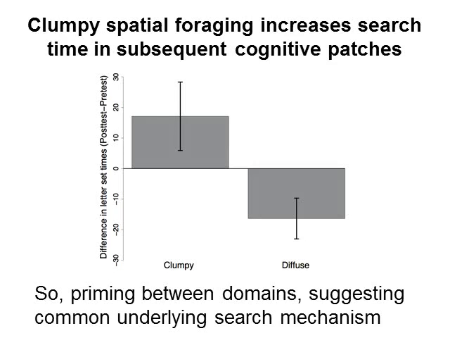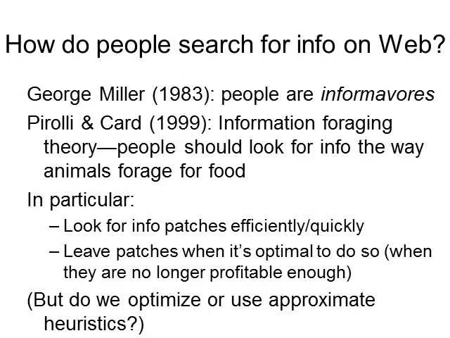So George Miller has talked about humans as being informavores, and Pirolli and Card, in particular Peter Pirolli, who pushed the idea of foraging for information on the web and elsewhere, talk about information foraging theory as a direct extension of optimal foraging theory for animals looking for food.